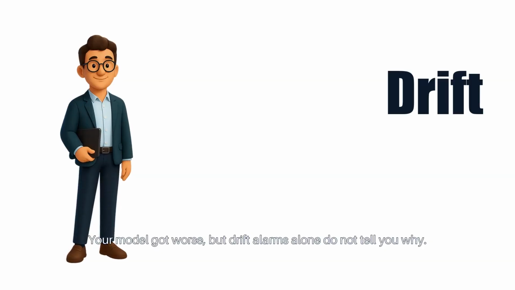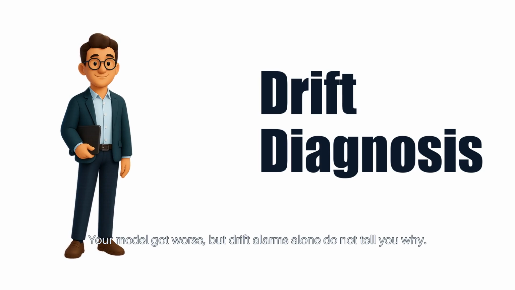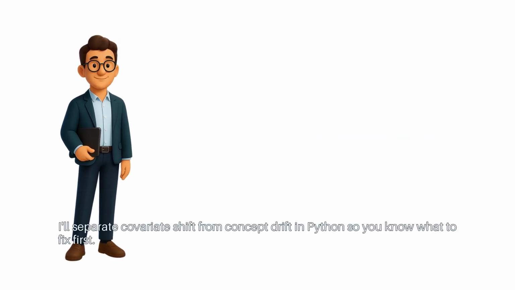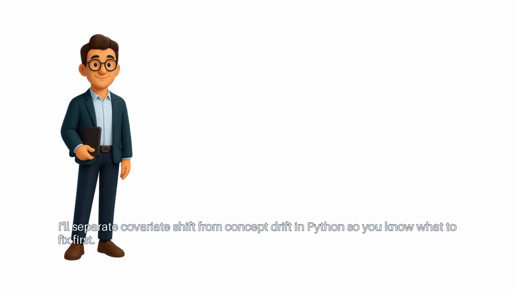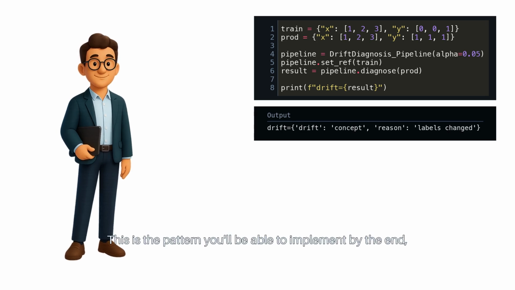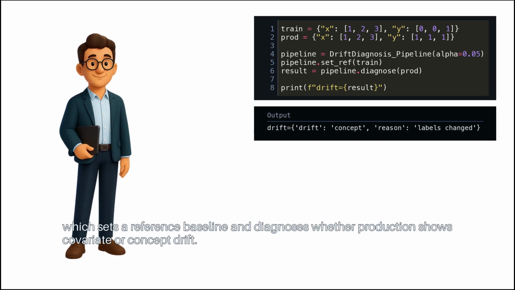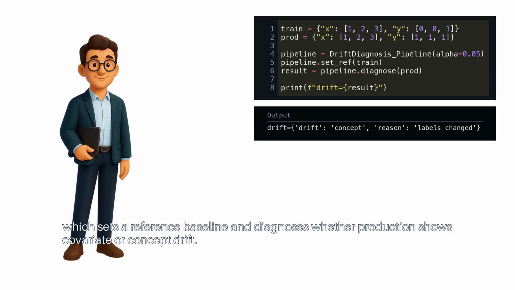Your model got worse, but drift alarms alone do not tell you why. I'll separate covariate shift from concept drift in Python, so you know what to fix first. This is the pattern you'll be able to implement by the end, which sets a reference baseline and diagnoses whether production shows covariate or concept drift.